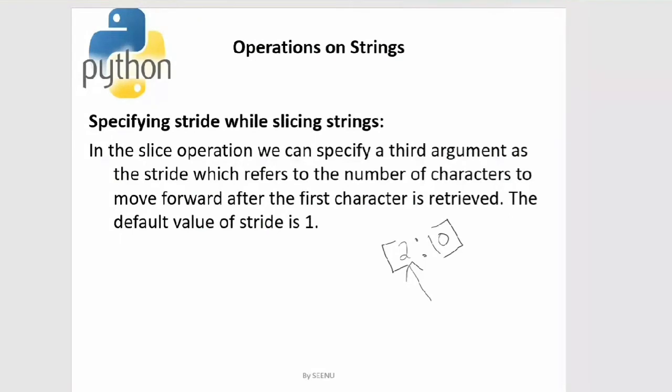There is a third argument inside the slice operation. You can say 2 colon 10, and also you can say colon and specify some value here. The reason we didn't specify anything here is that we want to print all the characters from 2. By default the stride value is 1. If I mention the stride value to be 2, it will print alternating characters starting from index 2 to 10. I hope everybody understood what stride is.